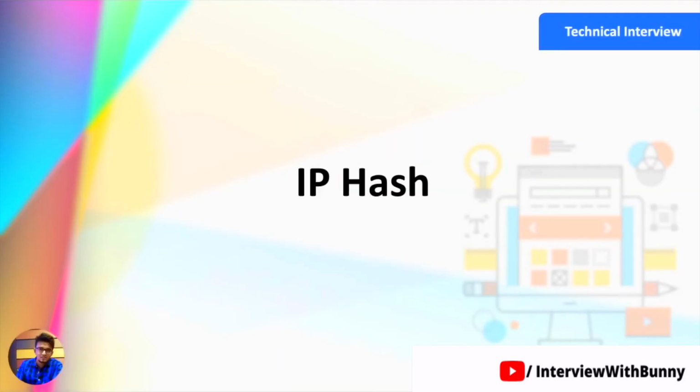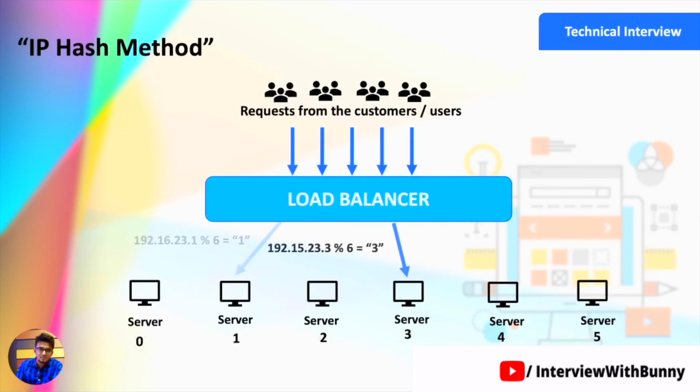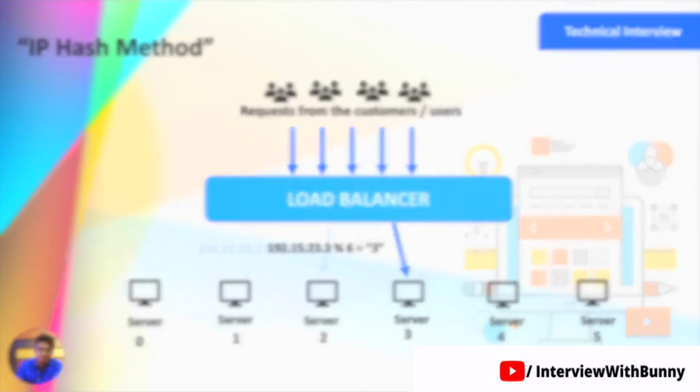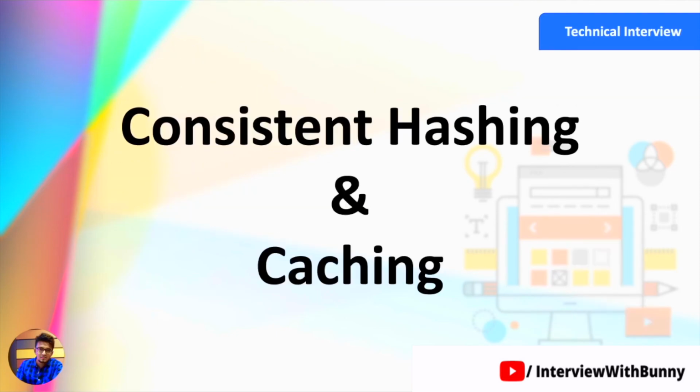Now the next algorithm that a load balancer can have is IP hash. In this algorithm, a hash of the IP address of the client is calculated and the request is directed to a particular server. And the last but not the least is consistent hashing, which is another key component for our distributed system, and thus we will discuss consistent hashing in our next video. So in our next video of the system design tutorial series, we will be discussing the caching policy and consistent hashing.